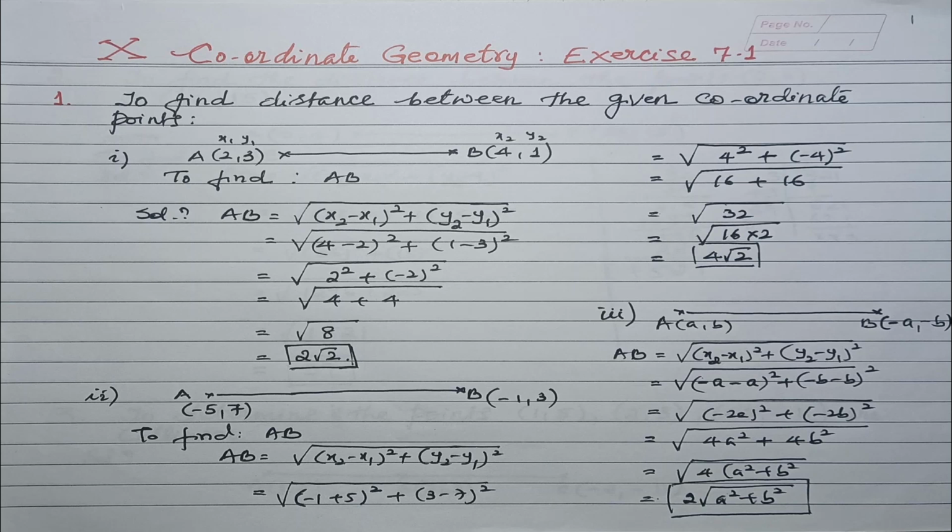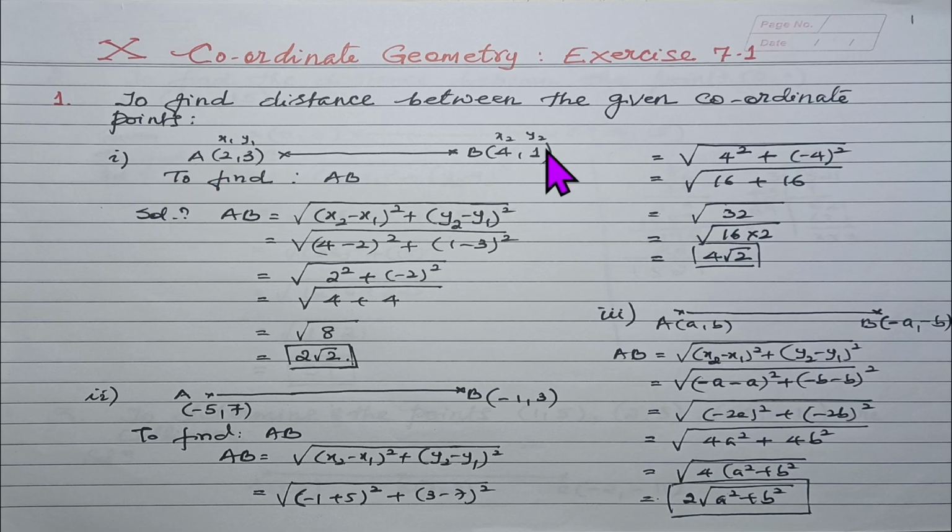Welcome to MRL. In this learning session, we'll learn the solutions of the examples of exercise 7.1 of the 10th CBSE textbook. The chapter is Coordinate Geometry. Now, in exercise 7.1, the first example is to find the distance between the given coordinate points.